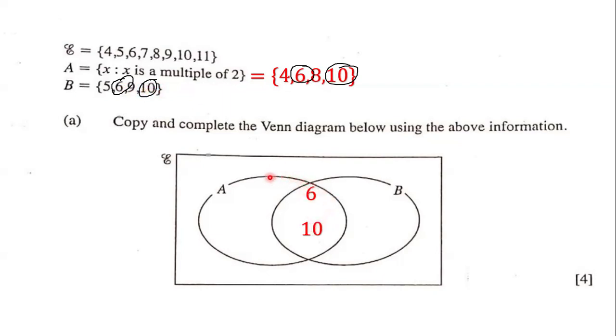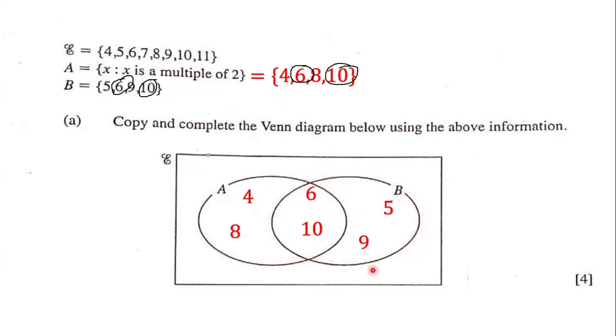Now let's figure out what goes in the rest. Notice that if we look at set B, set B has 5, 6, 9, and 10. So set B right here consists of 5, 6, 9, and 10. Now let's look at set A. Set A consists of 4, 6, 8, and 10. And so we have set A and we have set B.